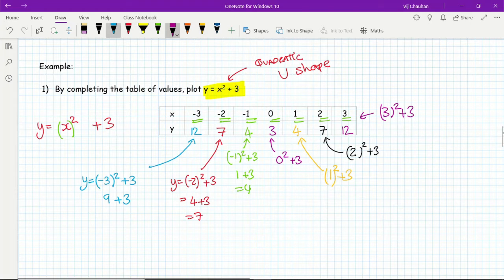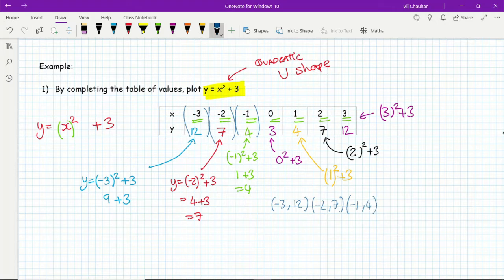Now what I've got in that is my coordinates. So one coordinate is going to be -3, 12. The next coordinate is -2, 7. The next coordinate is -1, 4. The next coordinate is 0, 3. And 1, 4, 2, 7, and 3, 12.